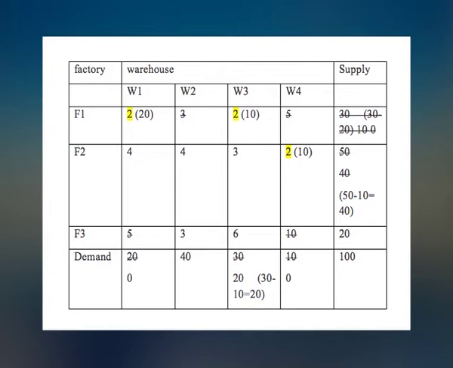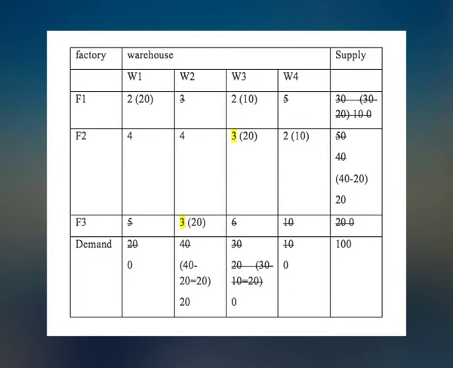We are now looking at cell corresponding to F2W4. The demand is less, so we will assign 10 to this cell and cancel the demand column as the demand value is 0 now. The supply row value will be 50 minus 10, that is 40. In the next step, we will consider the next least value, that is bigger than 2.